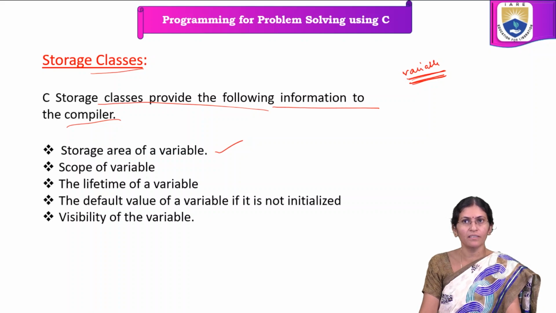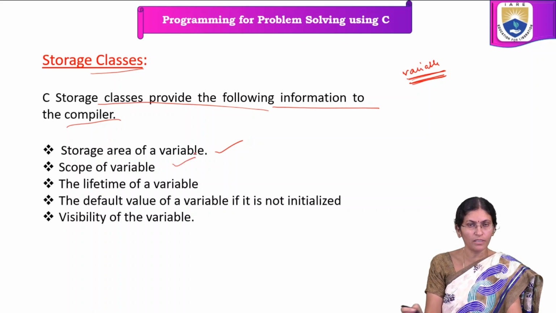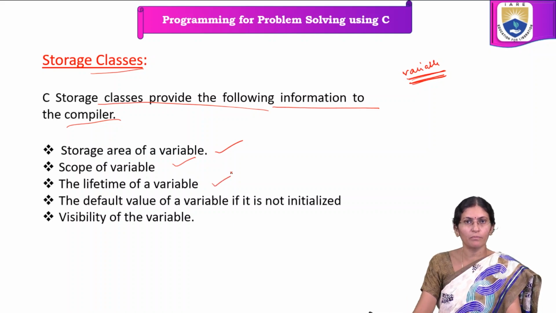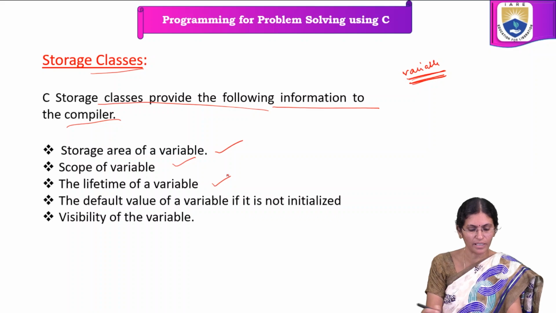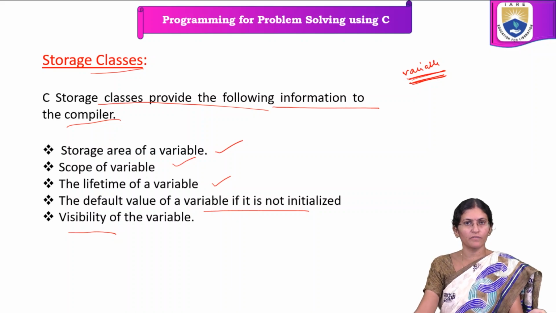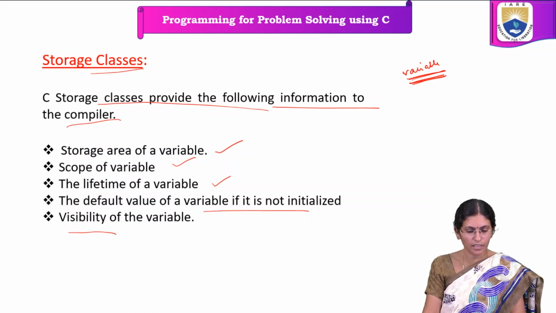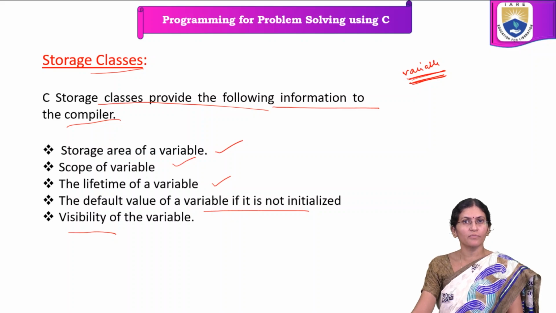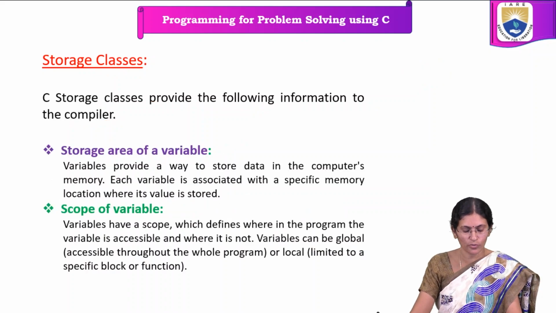So where the variable declared will be stored, then the scope of the variable, that is, till where we can access the variable, then the lifetime of the variable, whether the variable is alive till the end of the block or function or throughout the program. Next, the default value of the variable if it is not initialized. Then the other feature which the storage class describes for a variable is the visibility of the variable. Now let us discuss in detail all these features associated with each storage class.